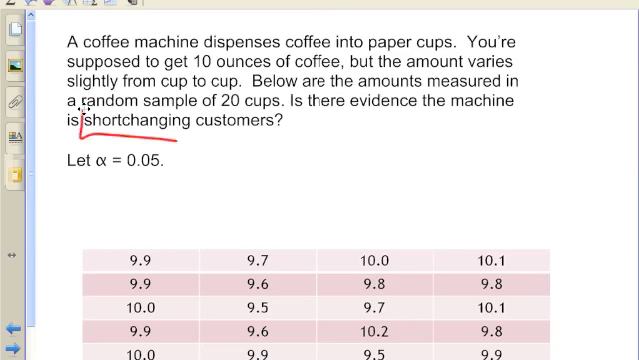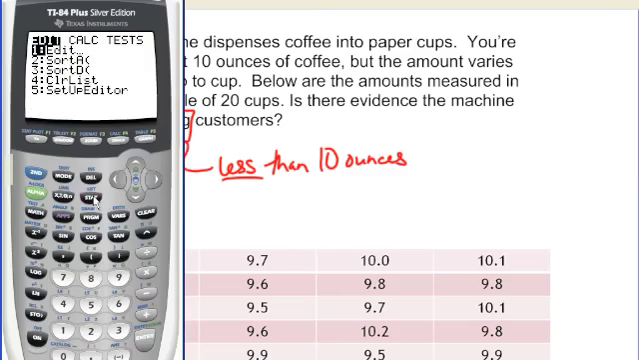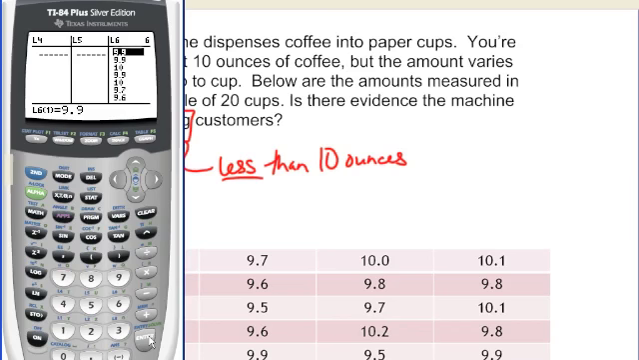Really important here, shortchanging. That means specifically we're looking, is the mean less than the 10 ounces that's advertised? Okay, that's really important because remember in hypothesis testing, we need to pay attention to that alternative hypothesis. Is it a less than, greater than, or not equal to? All right, so notice one more time that I have in my calculator, list 6, I have all this data listed. That's really important. I need to be able to use my data to answer the question.